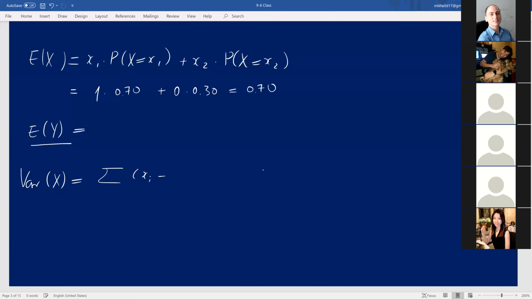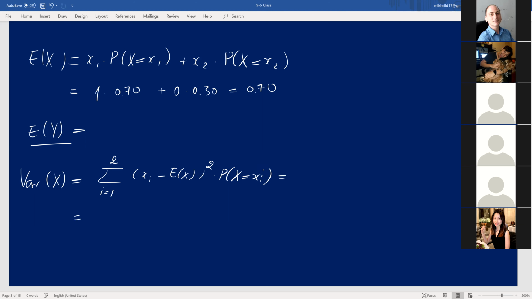The sum of xi minus the expectation of x, squared, times the probability that x equals xi, where i changes from 1 to, can you tell me? So, whoever asked me that question before, i changes from 1 to 2, right? Because we only have 2 possible outcomes.